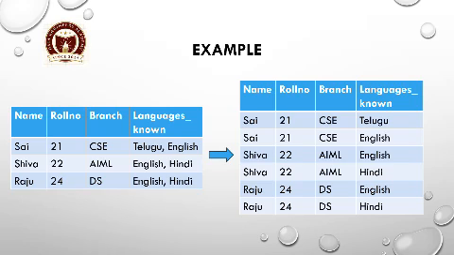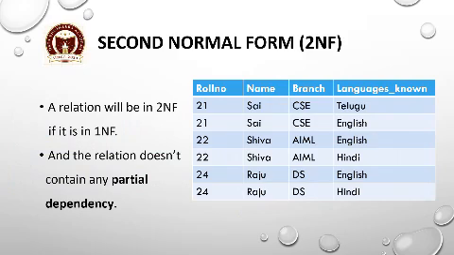Then I will dive into second normal form. For a relation to be in second normal form, it must obey the rules of first normal form. Along with this, the relation or table does not contain any partial dependency. Partial dependency means the primary key column does not have duplicates.